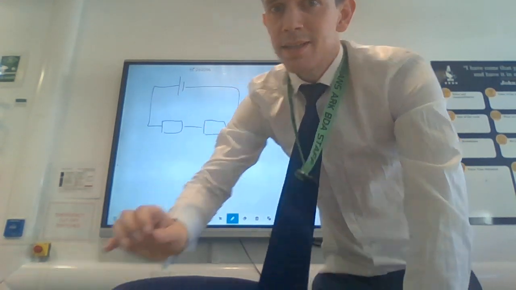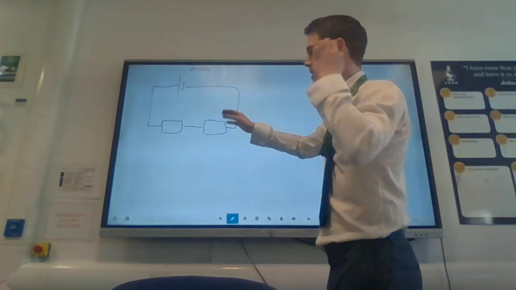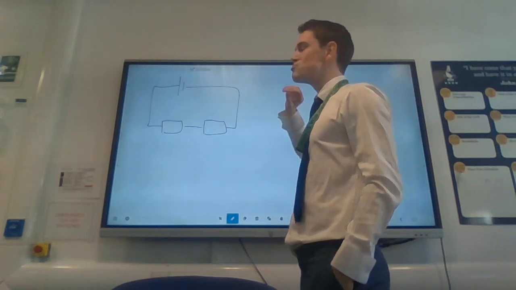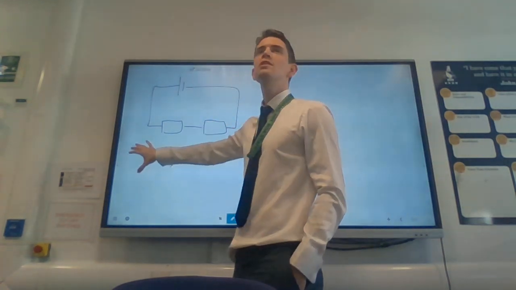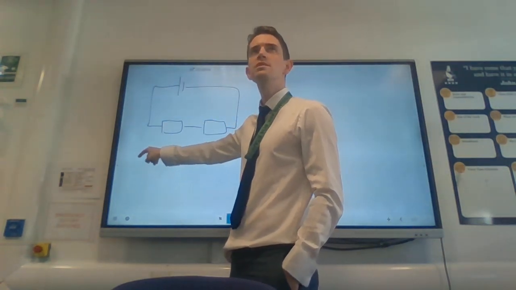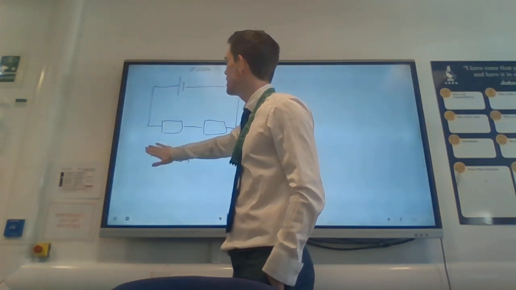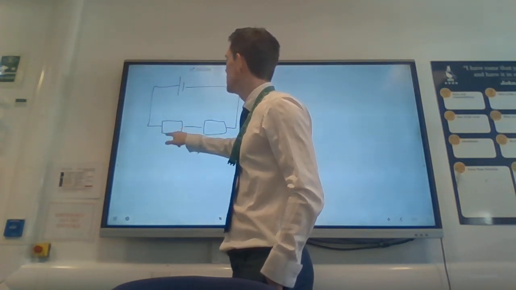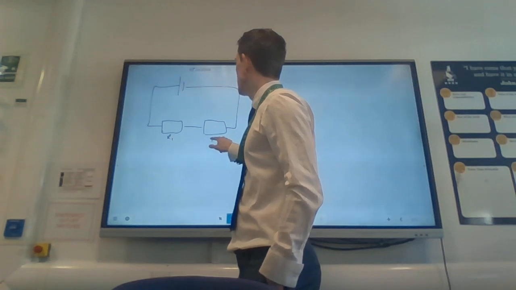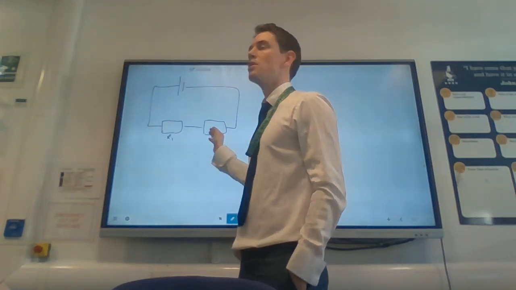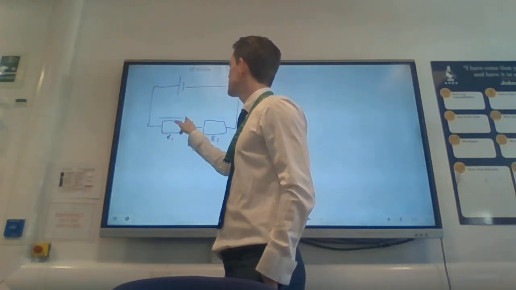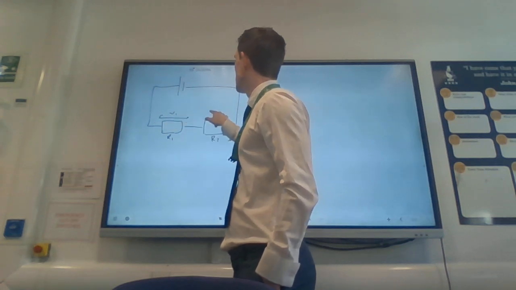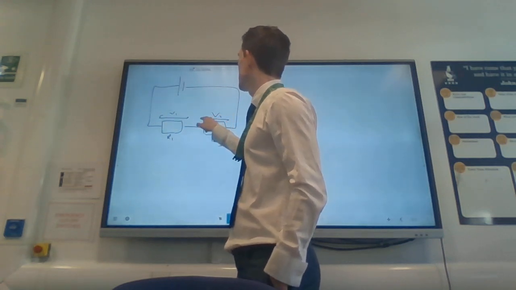Alright, so your classic potential divider looks like this. It's really helpful if you're going to start doing equations to use subscripts. For the subscripts to mean anything, you have to actually label your resistors. You have R1, R2, label your voltages, V1, V2.